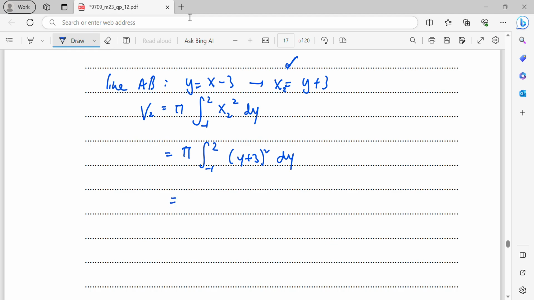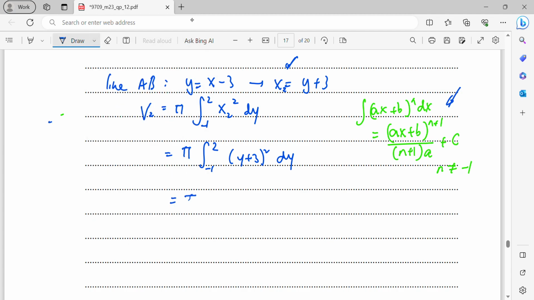For this, you can either do expansion or I will just use the formula. The integral of (ax plus b) to the power of n dx is going to be (ax plus b) to the power of n plus 1 over n plus 1, and then times a, plus c, because of indefinite integral, provided n is not minus 1. Otherwise, you can just do expansion and integrate term by term. So now I'm going to apply this formula. This is going to be pi, then y plus 3, instead of degree 2 now becomes degree 3, over 3, differentiate y plus 3 is 1. Then limits from minus 1 to 2.